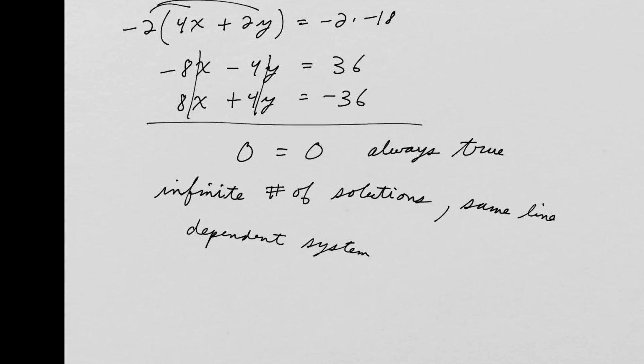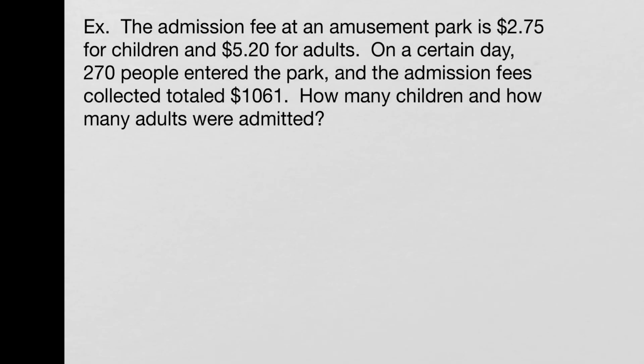Okay, I want to do one more thing in this section. I just want to do a couple of applications. So a couple of word problems involving systems of equations. And I'll just do 2 to give you a feel for this. Okay, so this problem says the admission fee at an amusement park is $2.75 for children and $5.20 for adults. On a certain day, 270 people entered the park, and the admission fees collected totaled $1,061. And the question is, how many children and how many adults were admitted?